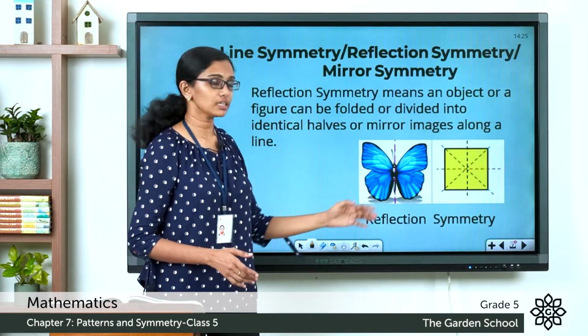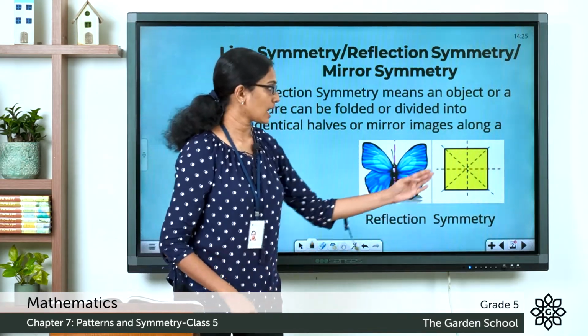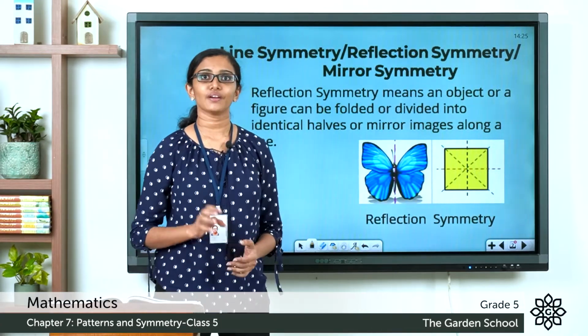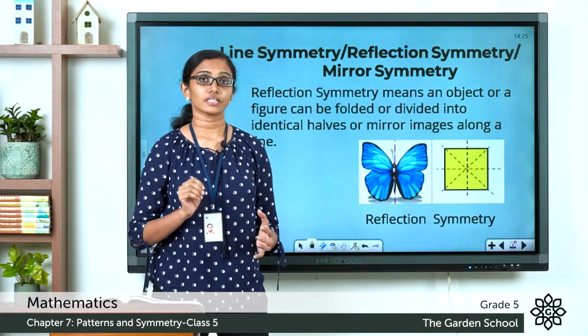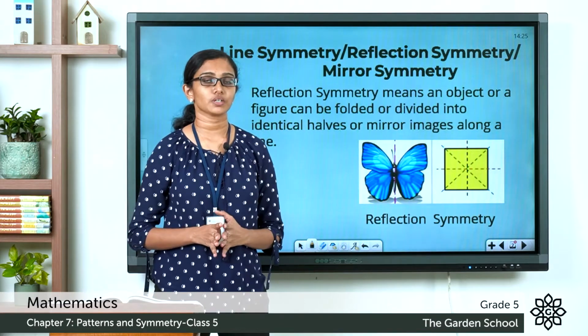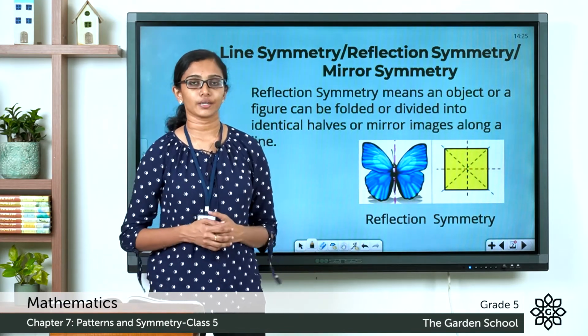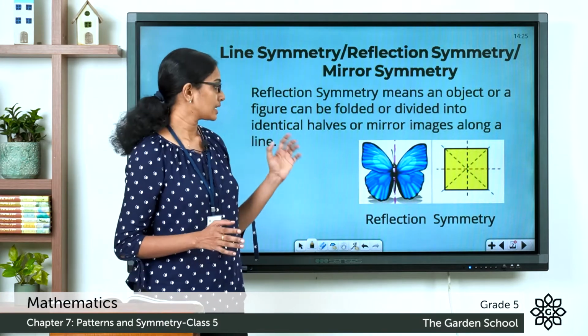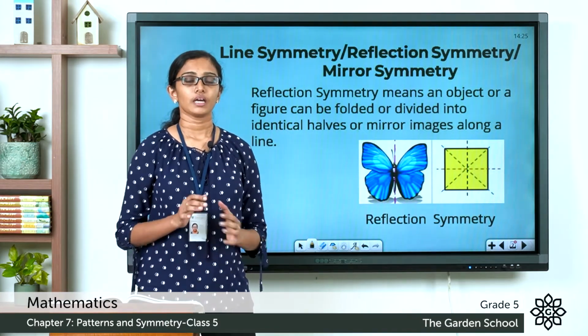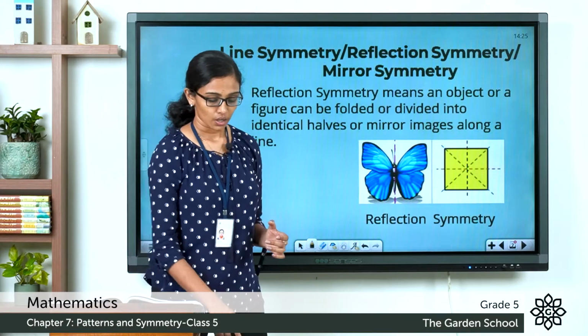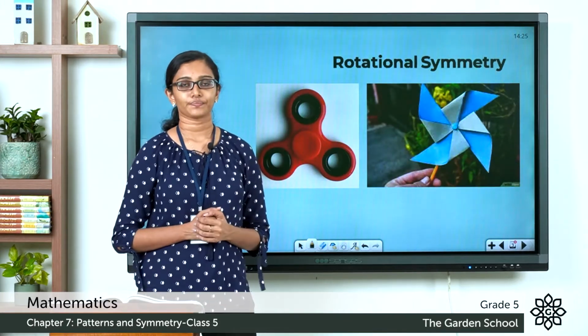And these lines which can divide the object or the image into identical halves are called lines of symmetry. Here in this picture, you can see one line of symmetry, whereas in this picture, you can see 4 lines of symmetry. So it's possible that the same image or object can have more than one line of symmetry. So that was reflection symmetry. Now, what is rotational symmetry?